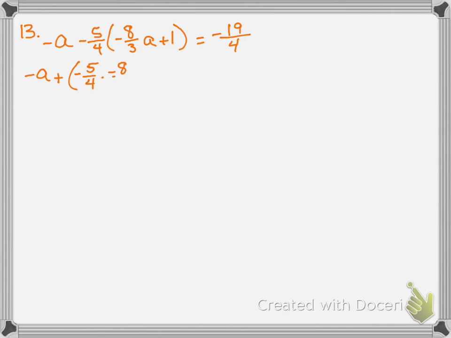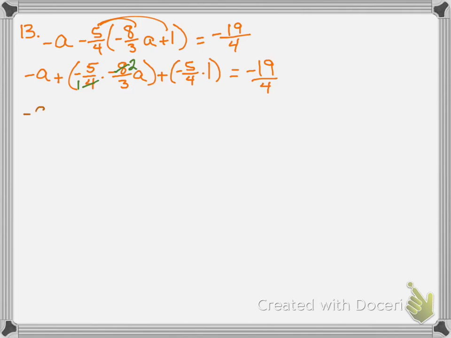Okay, number 13 is negative a minus 4/5 times negative 8 over 3a plus 1 is equal to negative 19 over 4. So we're going to distribute the negative 5/4. Put that with the negative 8/3a and also with the 1. That again is equal to negative 19 over 4.